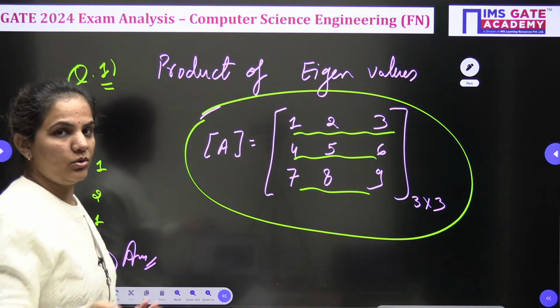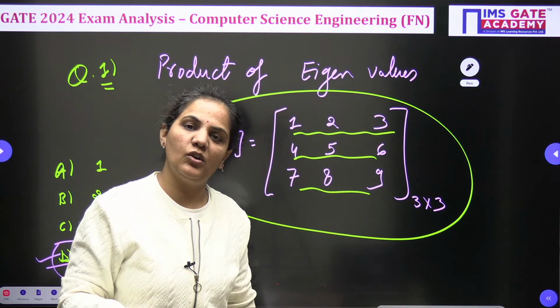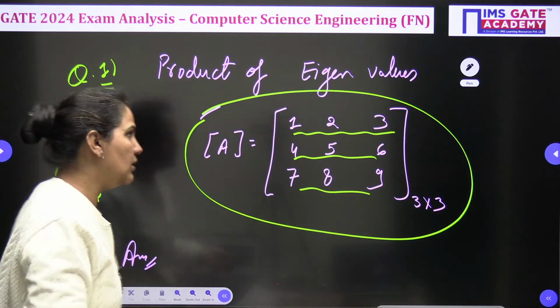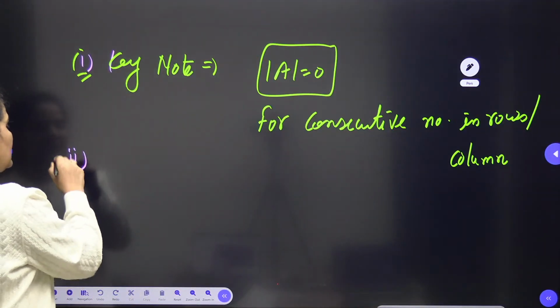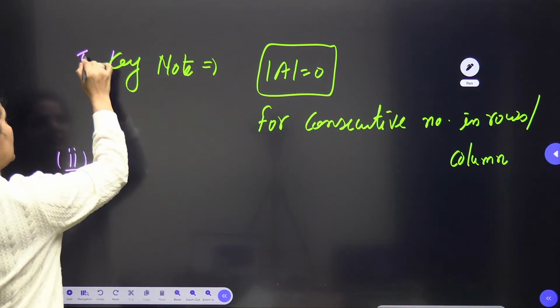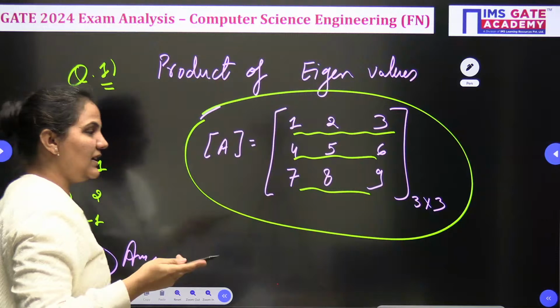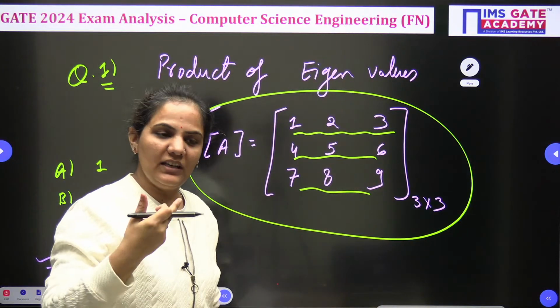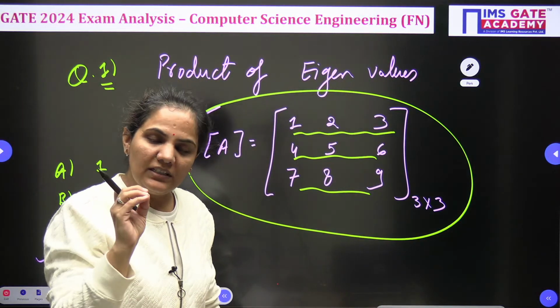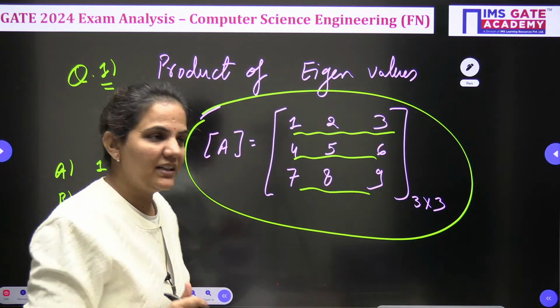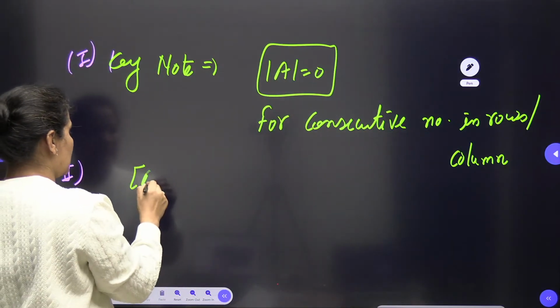Suppose a student says, no ma'am, suppose I forgot this key point, then what do I need to do? Okay, don't worry, we have a second option also. So this was my first method. Let's go with the second method. The second method is, in each and every question of linear algebra, wherever a matrix is given to us, we go with the same approach.